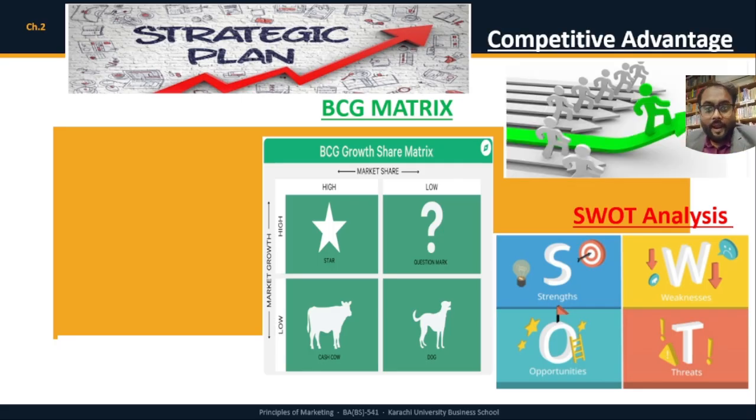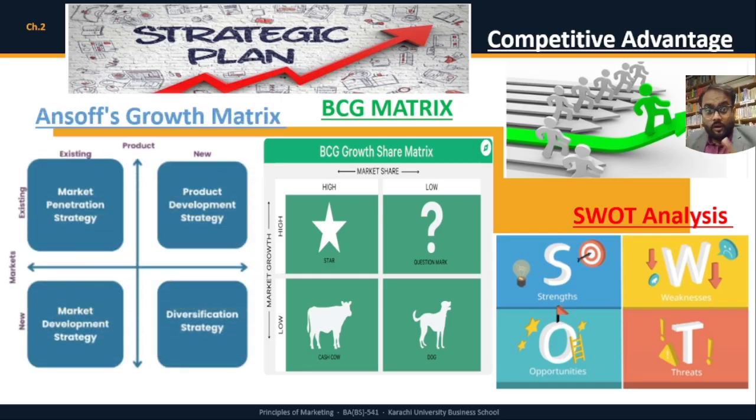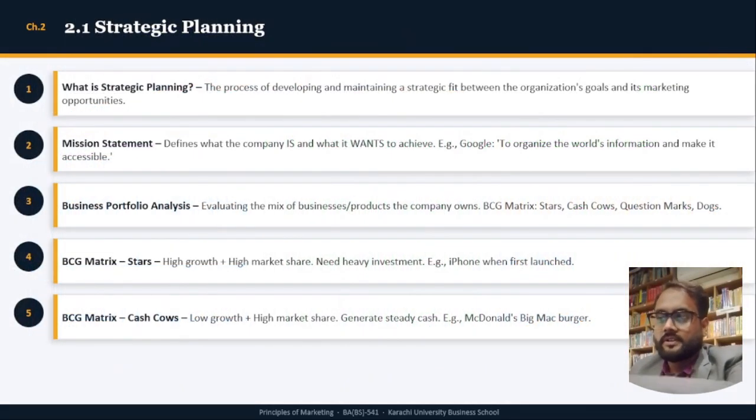We are going to talk about competitive advantage, what it is, and we also have to discuss the growth matrix, Ansoff's growth matrix. What are they? We are going to discuss them here. Let's move to chapter 2.1, which is strategic planning. Let's discuss what strategic planning is. First we have to understand it: the process of developing and maintaining a strategic fit.